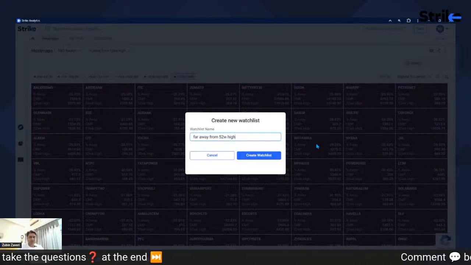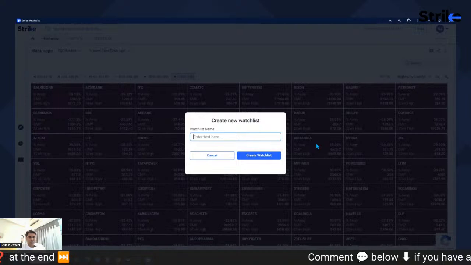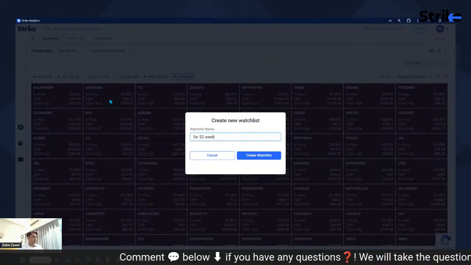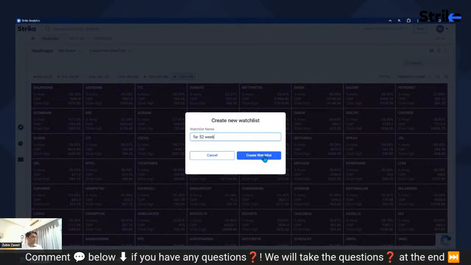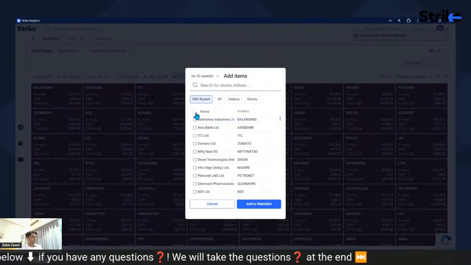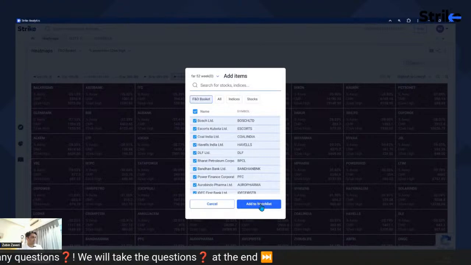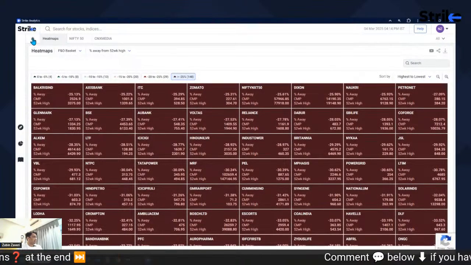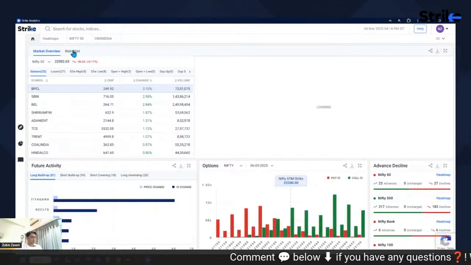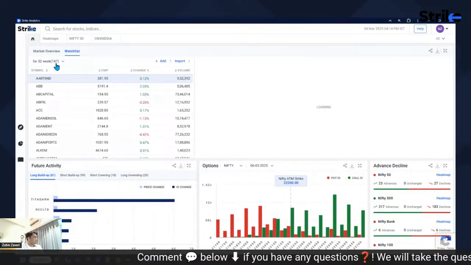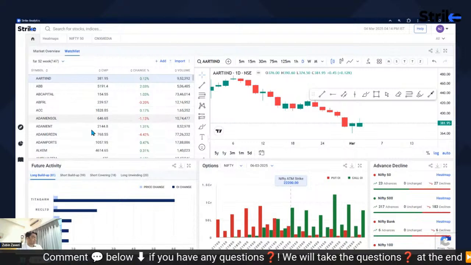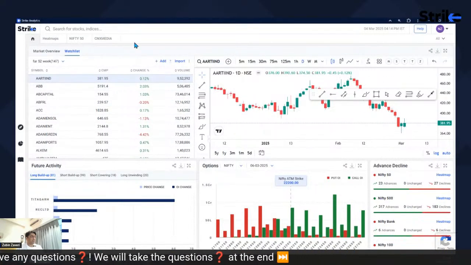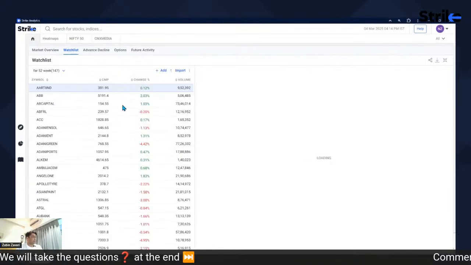You can give a short name for 52-week, and say create watch list, select all the stocks in this, and say add to watch list. Once the watch list is added, you can come to the watch list section over here. There are 147 stocks that have come over here, and you can simply enlarge this.